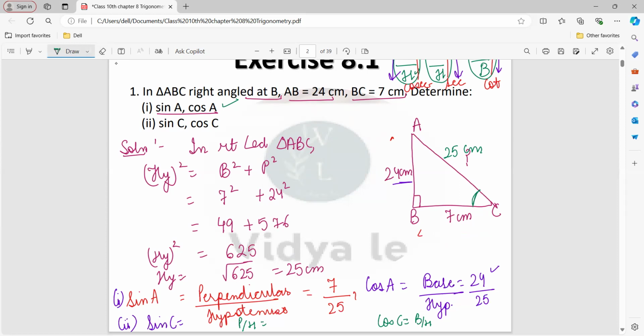When the angle is being drawn at vertex C, at that time BC is the base, and AB will be the perpendicular. Now at that time sin C will be equal to perpendicular upon hypotenuse, that is 24 by 25. And the cos will be base upon hypotenuse, that is 7 by 25. So herein we got the four values: sin A, cos A, sin C, and cos C. I hope question number 1 is clear to you.